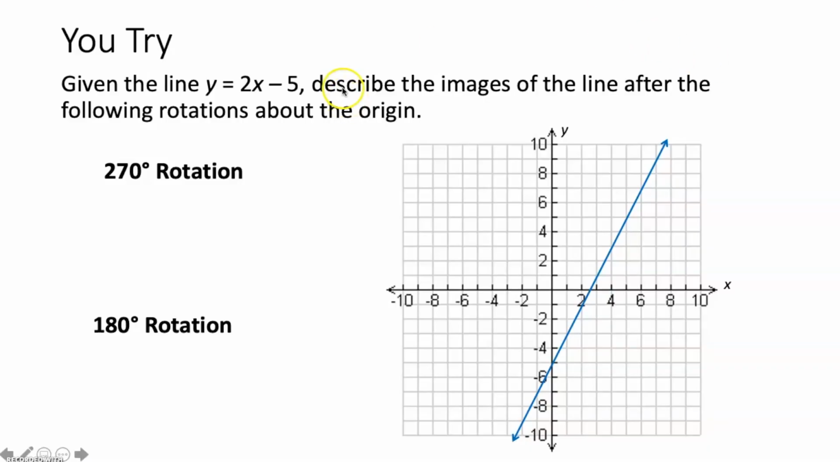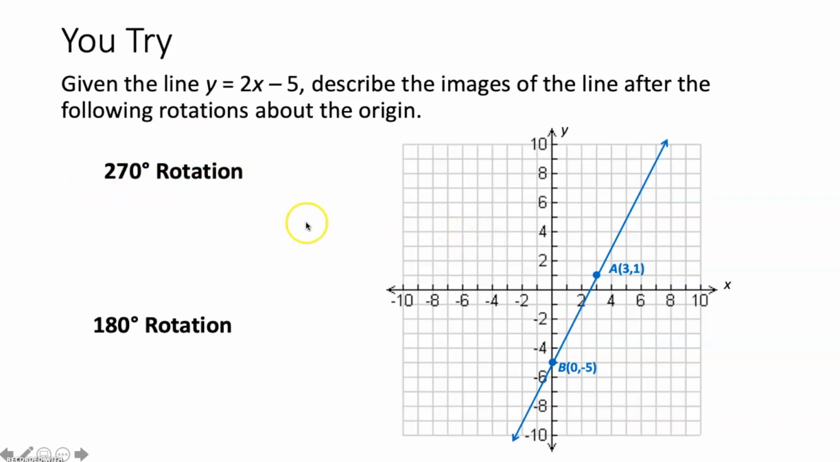Okay, doing the same thing, except this time we have the line y is equal to 2x minus 5. So, first thing we're going to do is pick 2 points on this given line. So let's start with this point right here. How about 3 comma 1? And then this point right here at 0 comma negative 5. So we have 2 points. Now all we have to do is rotate those 2 points 270 degrees and then 180 degrees. And it looks like it's going to be counterclockwise because it doesn't specify. So a 270 degree counterclockwise rotation about the origin.